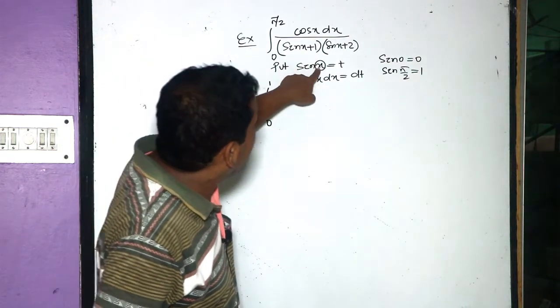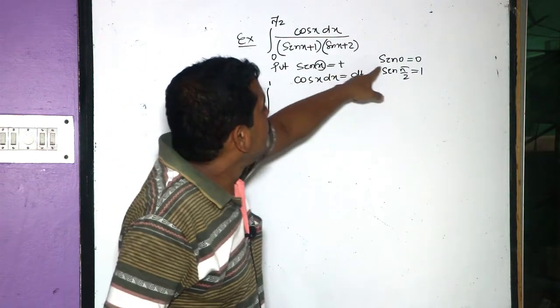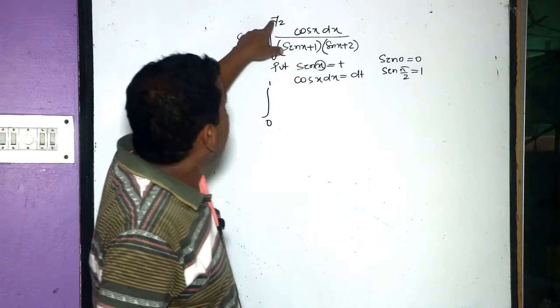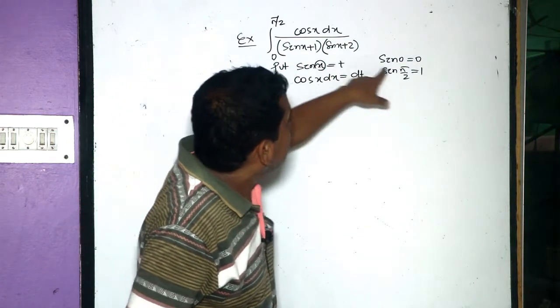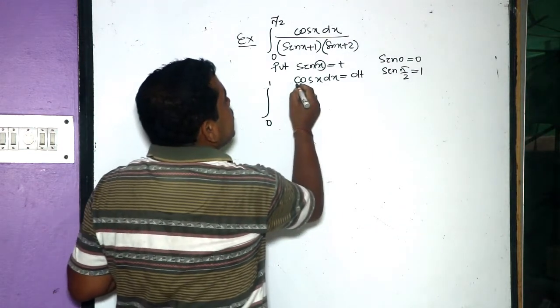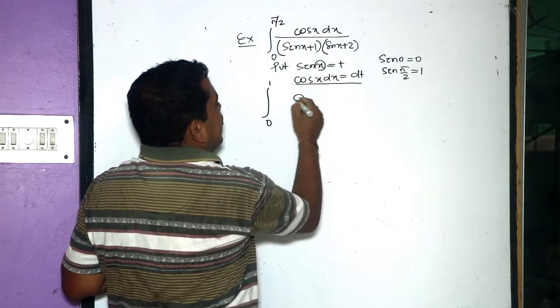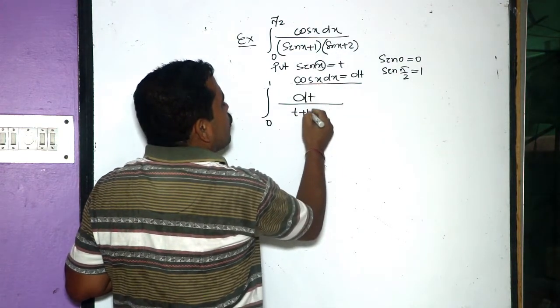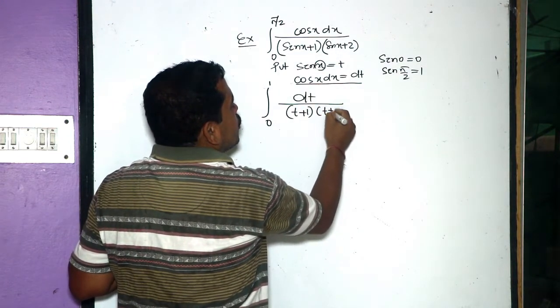Just put the lower limit here, then you get sin 0 is 0, so the lower limit is 0. And if you put pi by 2 here, that is 1, so the upper limit is 1. Instead of cos x dx, you write dt, and the denominator is t plus 1 into t plus 2.